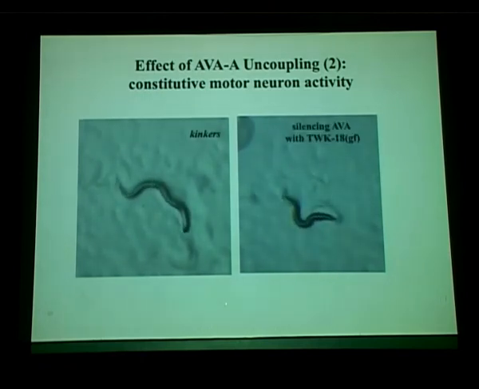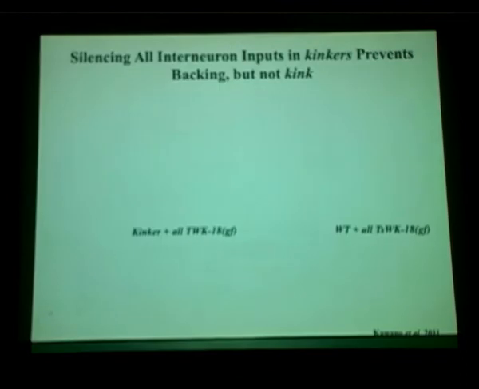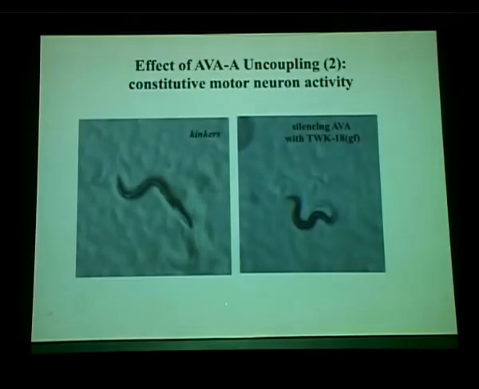So to test that, we decided to silence all the premotor interneurons in the Kinker mutants. We're basically using TOK-18, the potassium channel, to block all 10 premotor interneurons so that those motor neurons are now hanging alone from the sensory inputs and all the higher interneuron inputs. And in those cases, we still see Kinker animals that don't go forward or backward, but are kind of residually sitting in the state.